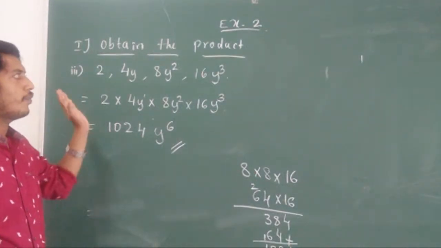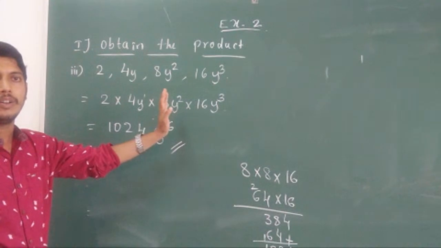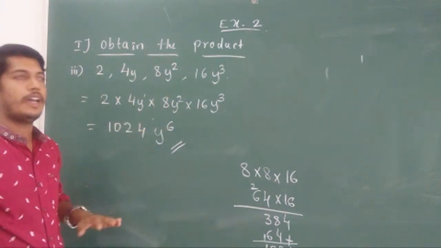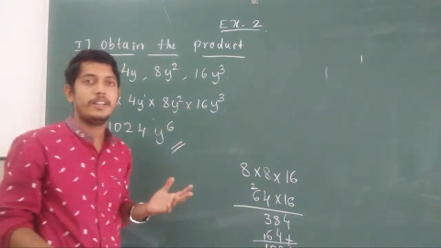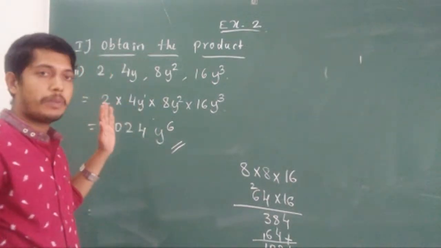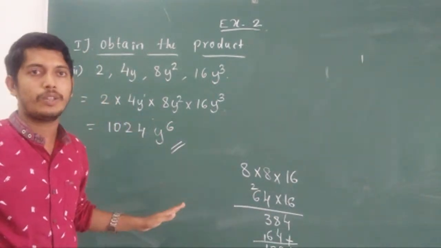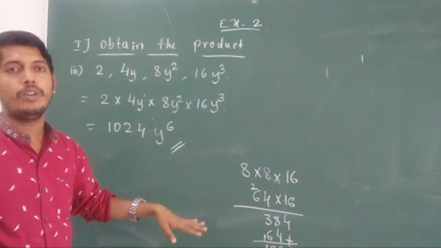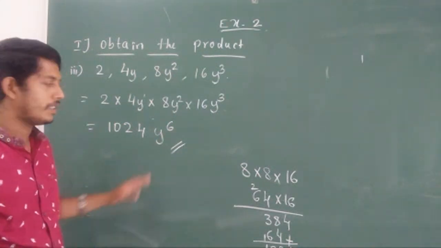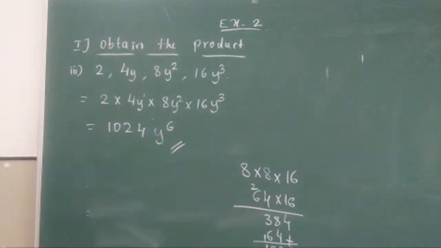Okay, first we have to multiply the sign if a negative sign is present. After that we have to multiply the constant terms. After that we have to multiply the variable. Just verify with your answer and comment your answer fast. 1024 y raised to 6. Yes, Ruksan, Manoj, gave this answer.